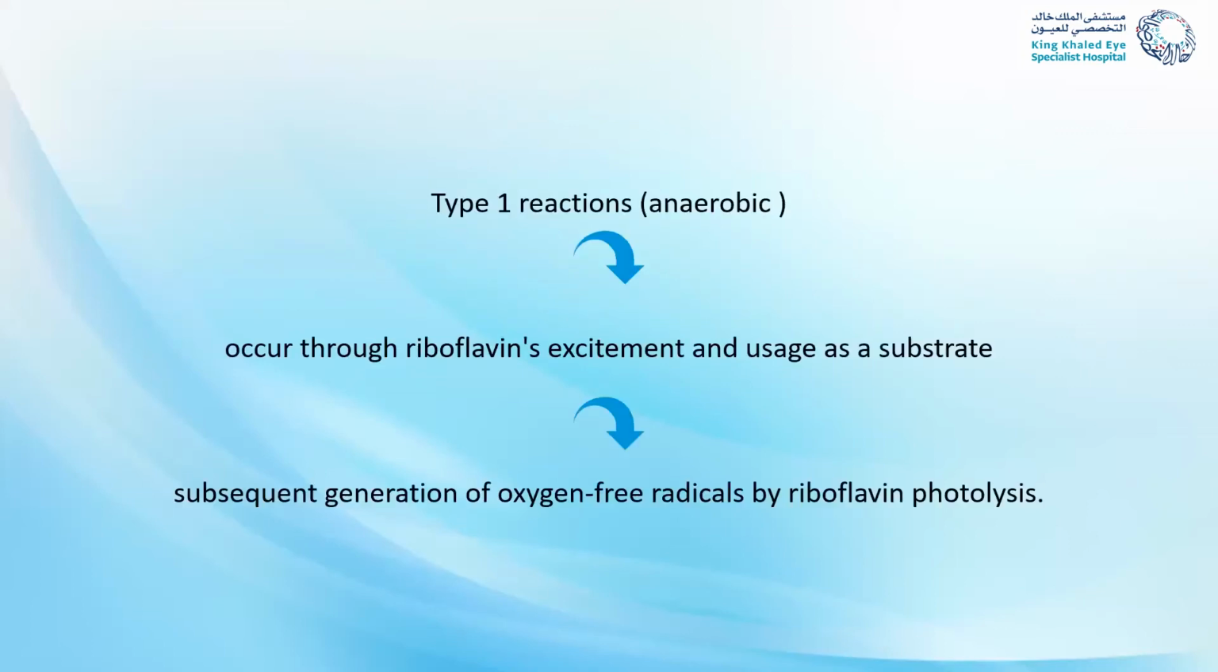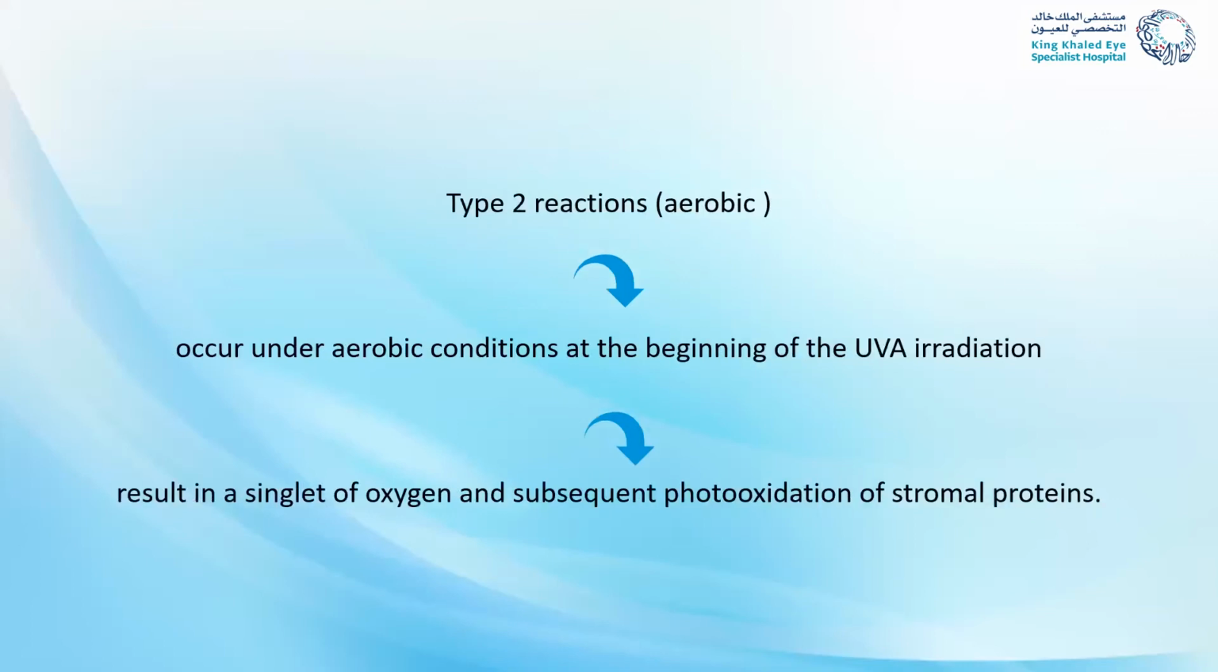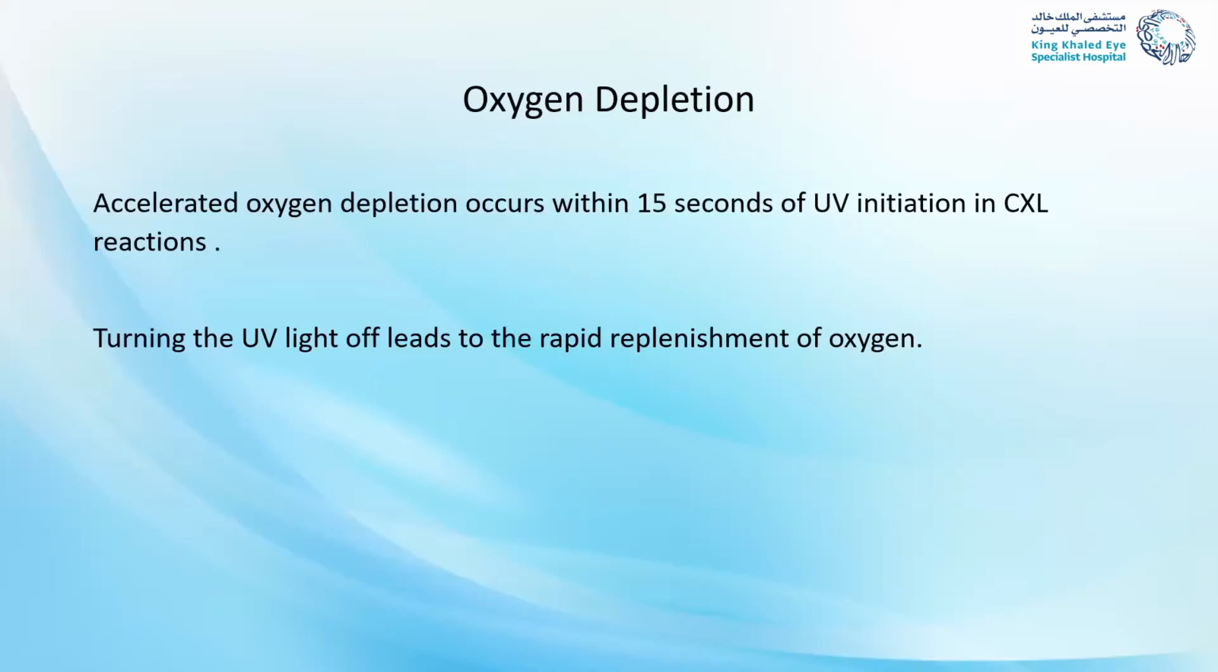So in type 1, it's an anaerobic condition, and it happens to riboflavin. It's taken as a substrate, and then free radicals, oxygen-free radicals are induced by photolysis. The second or type 2 reaction, aerobic, which is the more important component of the reaction, this is the part where the singlet oxygen is produced, and then you can have the photooxidation of the stromal proteins and the covalent bond formation.